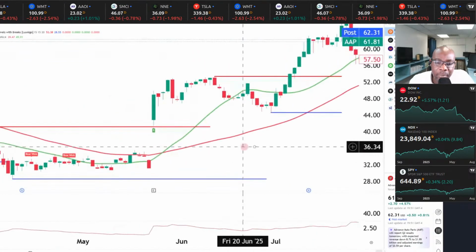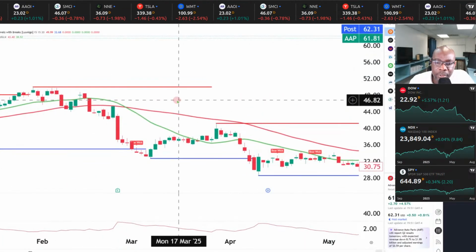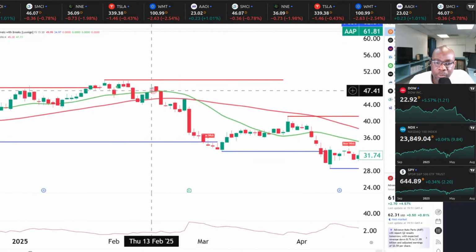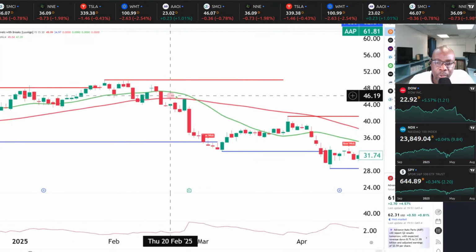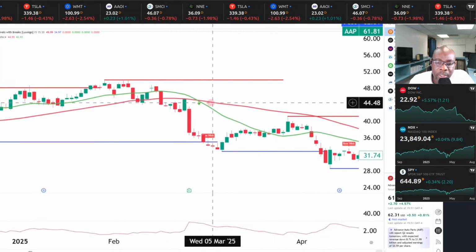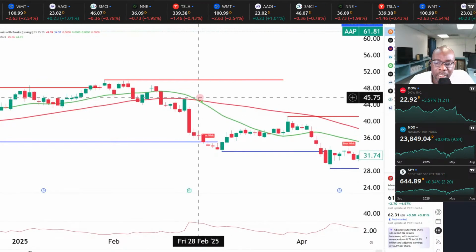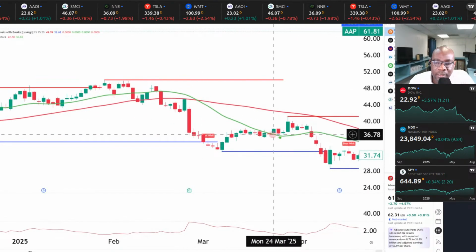Now, let me show you what happens when we're in a downtrend. So, for example, here we can see that we're changing. We were in an uptrend. We had the red line crossover, right? The red line crossed over. The green line's on the bottom, red line's at top. They're both pointing down. And look at this, the stock price is steadily going down.